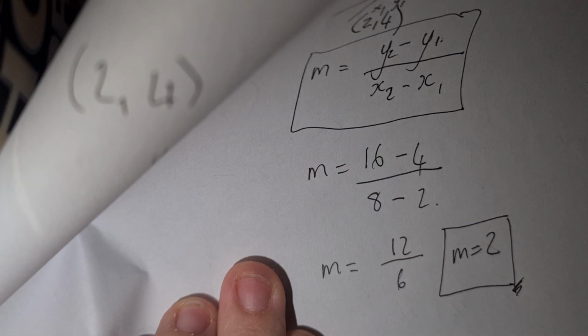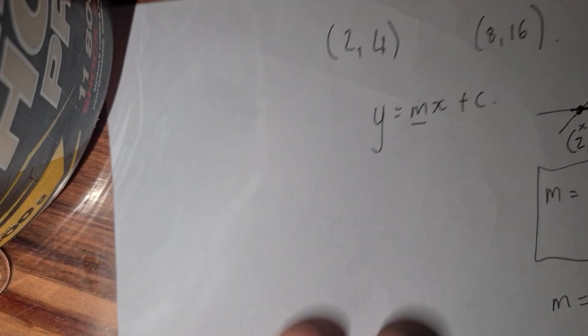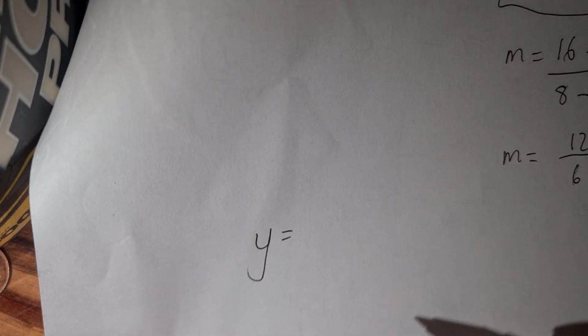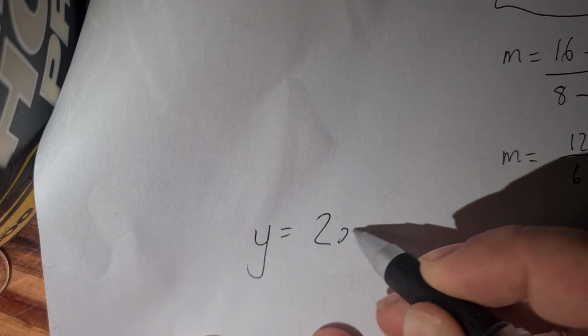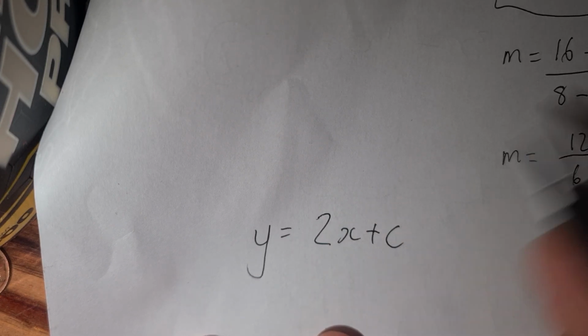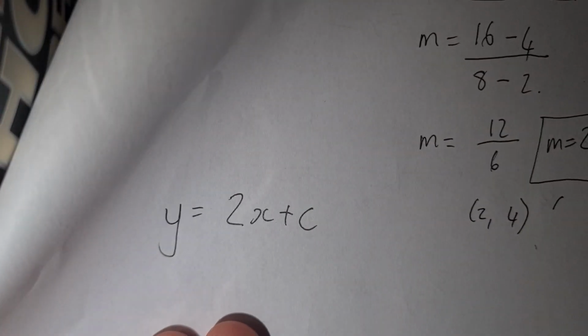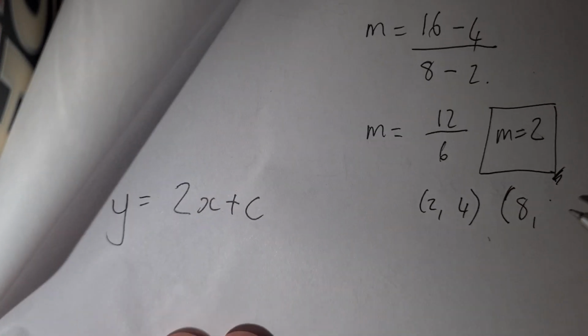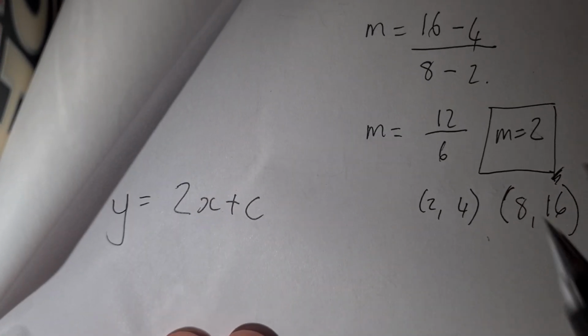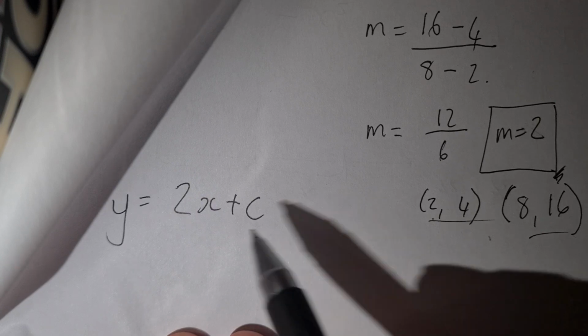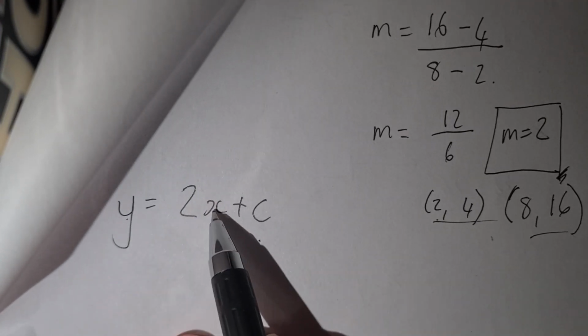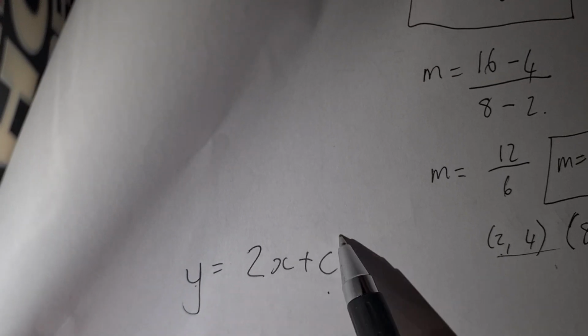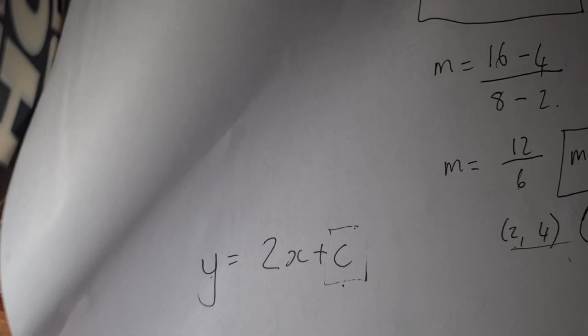Now I need to find my c. So I've got y is equal to 2x plus c. And I've got two points that I can work from. I've got (2, 4), I was given them, and I've got (8, 16). So you can choose either one. Either one is going to give you your c, because if you put a y and an x in, you don't have any variables except that c. So c can be found with just numbers.